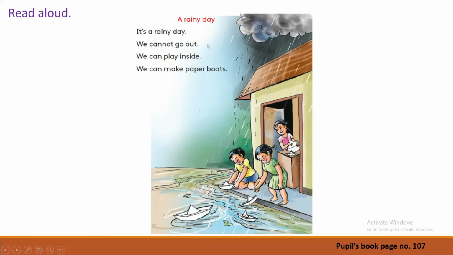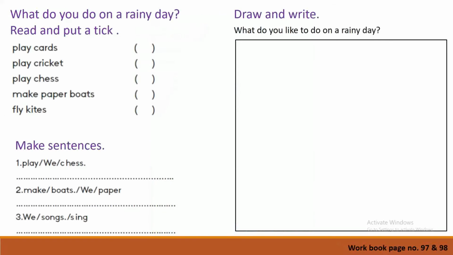Okay, today's lesson you have learned about a rainy day. What can you do on a rainy day and which events you cannot do on a rainy day. Let's do our workbook activities. Take your workbook and turn to page number 97. What do you do on a rainy day? Read and put a tick. Yes, you have given some sentences. You have to read these word phrases and then if the things you can do on a rainy day, you have to put a tick.